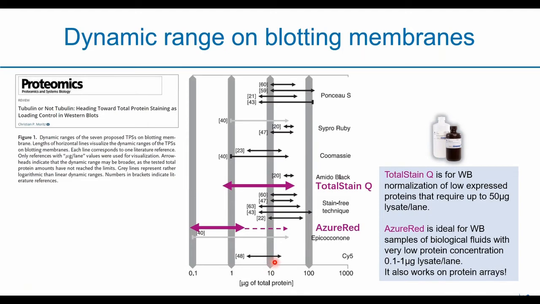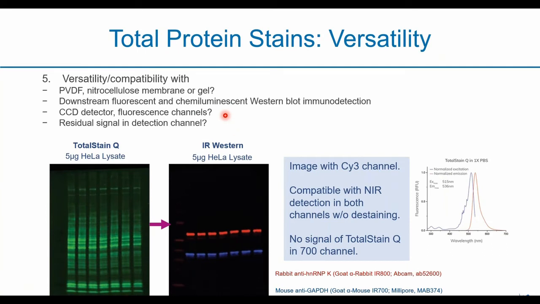Right. So versatility, like I said: what kind of membrane they're using, whether you want to detect on the gel, what kind of immunodetection, whether you have the imaging system, or whether it has residual signal as well. I'll be using Total Stain Q as an example here. This is a fluorescent blot. We have duplex detection here, and also the total protein stain in the green channel. We image it in the Cy3 green channel, and you can see that it's compatible with two-channel near infrared detection without destaining. The important thing is that you do not see any residual signal in these channels in the image, so it won't interfere with your data analysis later on.